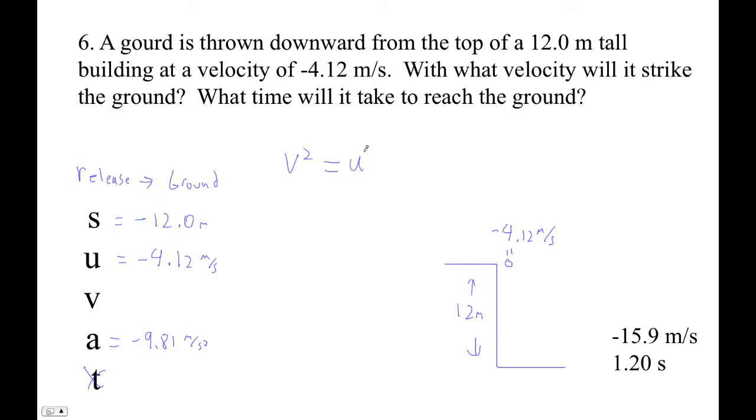Okay, so v squared is u squared plus 2as. So let's see, v is the square root of negative 4.12. Be very careful when you're putting this in your TI calculators. That negative number will not square properly without the parentheses. Okay, it's not really negative. It's my pet peeve. Okay, plus 2 times negative 9.81. And then this is the negative 12, right?